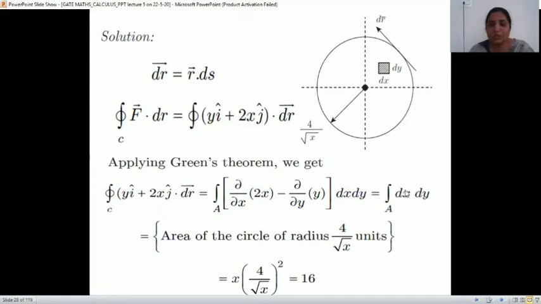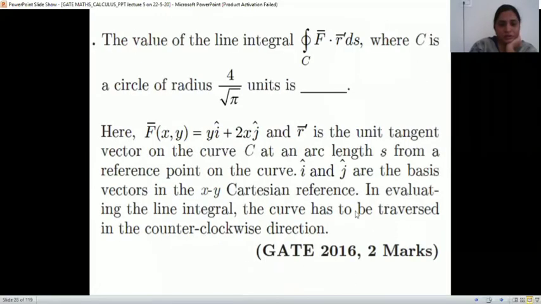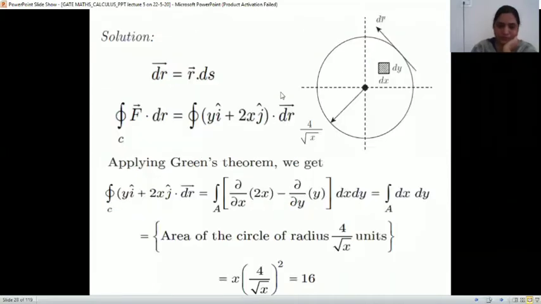So the double integration of dx dy is area, but area of what? We have been given where C is the circle of radius 4 by root pi units, right? So area is nothing but the double integration. So the area of the circle of radius 4 by root pi units. Area of the circle is pi r square. So it is pi into (4 by root pi) whole square. Root pi square is pi, which gets cancelled. So 4 square, that is 16. So your answer is 16.